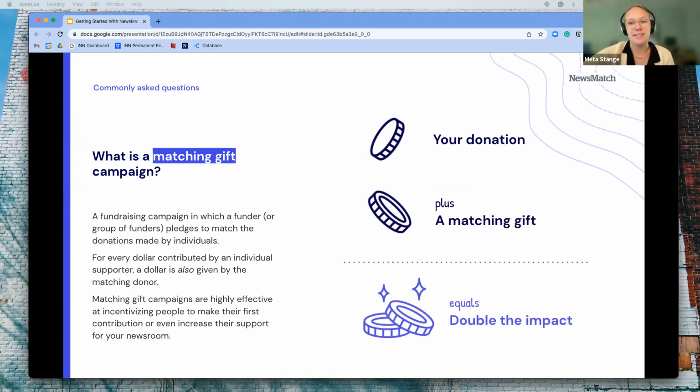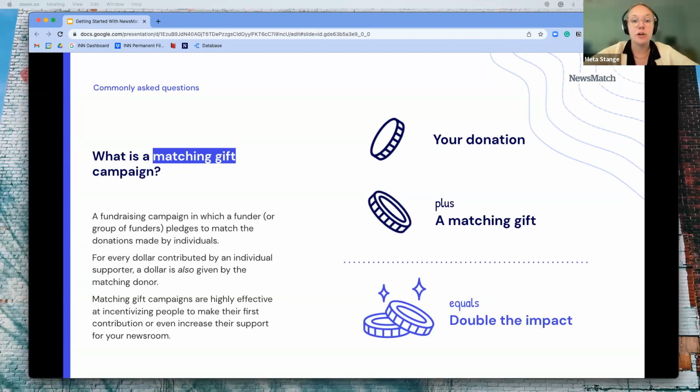So let's get into the basics. One of the fundamental questions people have is, what is a matching gift campaign? Basically, a matching gift campaign is when you leverage one large pot of funds in order to inspire others to give. So for every dollar given to your organization by an individual donor, your pooled funds match this gift, which unlocks double the funds for your organization.